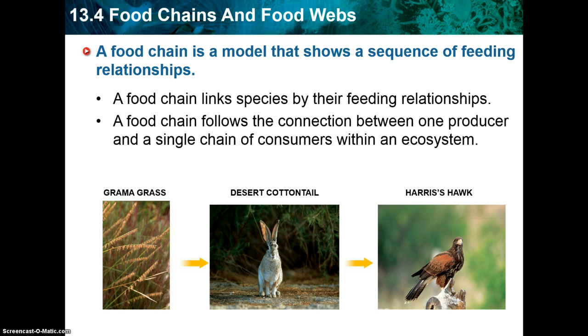A food chain is a model that shows a sequence of feeding relationships. A food chain links species by their feeding relationships. A food chain follows the connection between one producer and a single chain of consumers within an ecosystem.